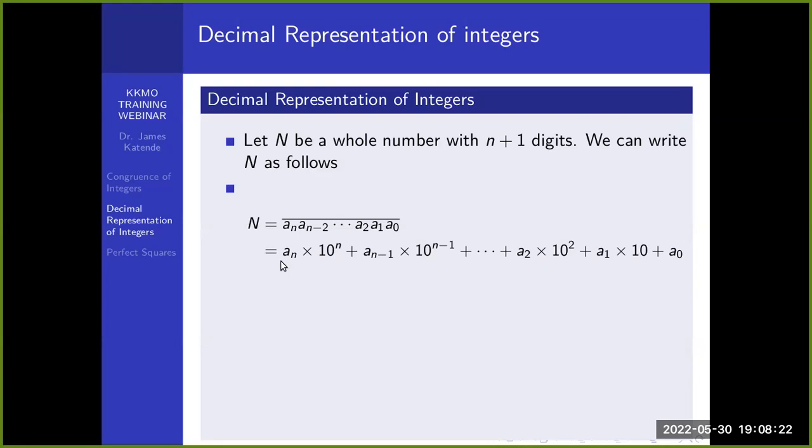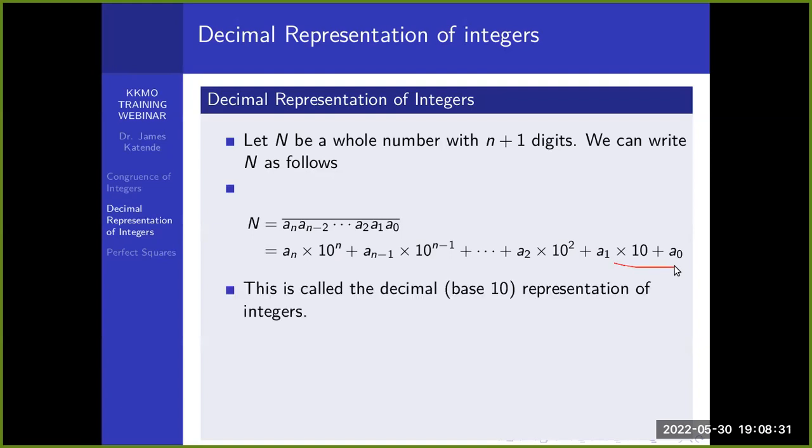You can write it as, if it has exactly n plus 1 digits, then you can write it out in this form, right? When you write it out in this form, we call this representation the decimal representation, or writing integers to the base 10. They can also be written to other bases, but today we'll only do base 10.